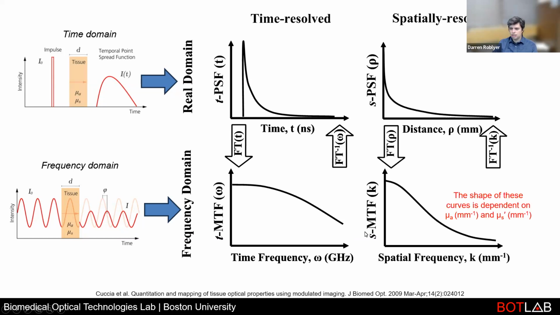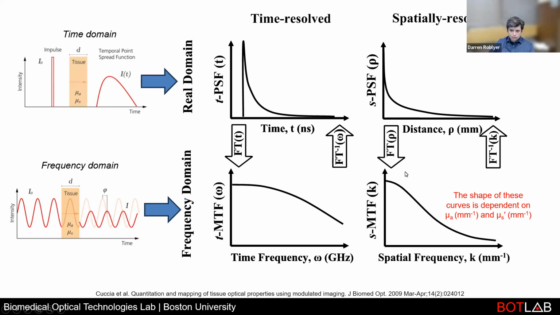Okay, so there's an analogy here. Let's now think of a different measurement geometry. It's called spatially resolved measurements. So think of an optical source fiber, and then a detector fiber that's moved further and further away from that source fiber on tissue. Here we're measuring light intensity as a function of distance from that source fiber, and this is called the spatial point spread function.